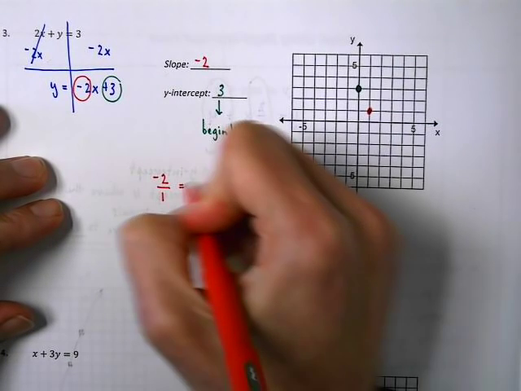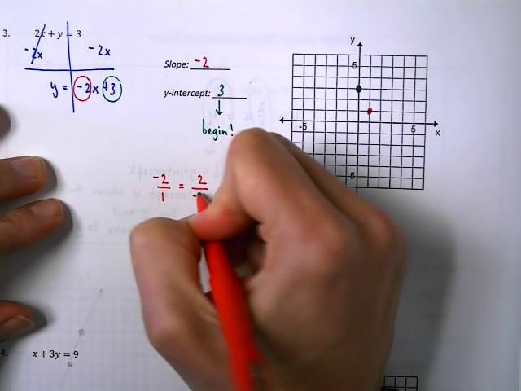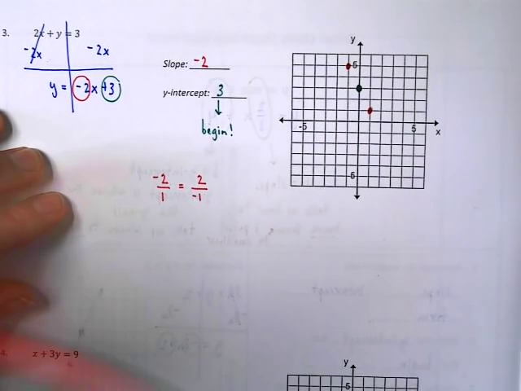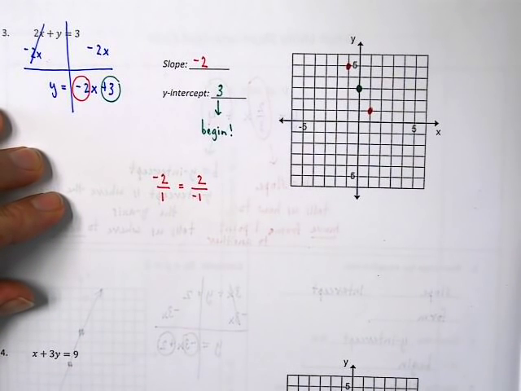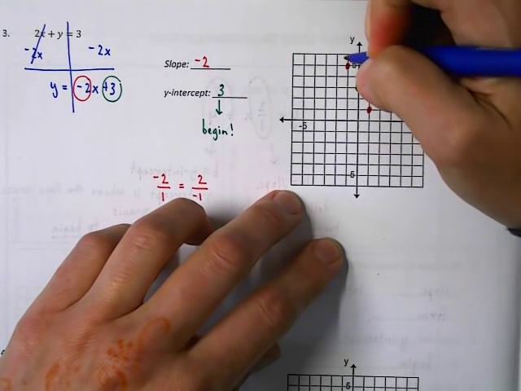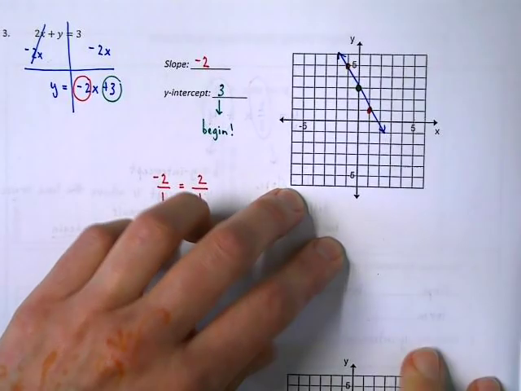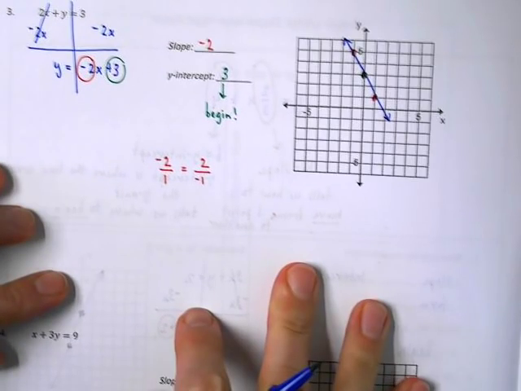I could also think of it as 2 over -1, which means I would go up 2 and left 1. Again, 3 points is a nice way to check that you've got them all in a straight line. And then we could use our straight edge to draw a straight line through those points. Sorry about that.